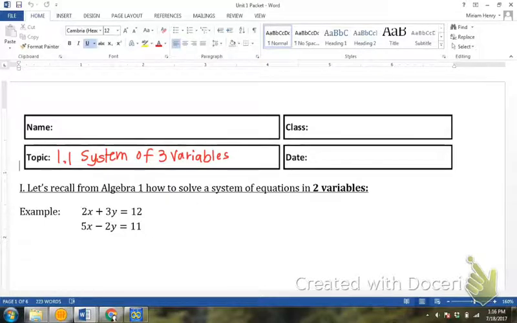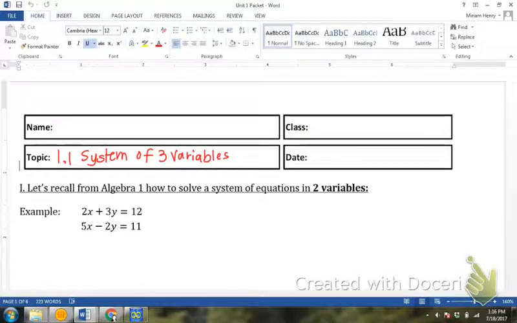Okay, and we know from Algebra 1 how to solve a system of two variables, right? We're used to seeing x and y. So if we look at example number 1, how might we solve it? Which should we eliminate, x or y? Someone said y. Does it matter which one you eliminate? No, it doesn't. You could do x or y.